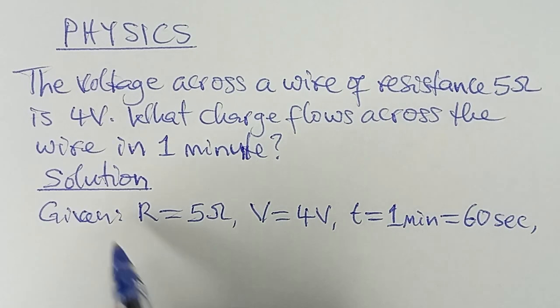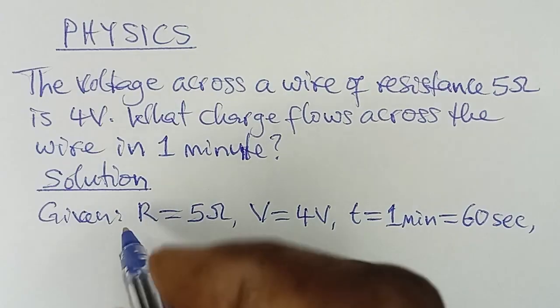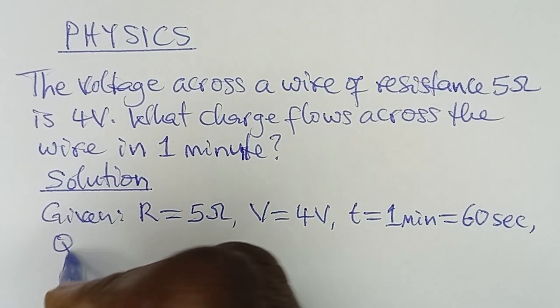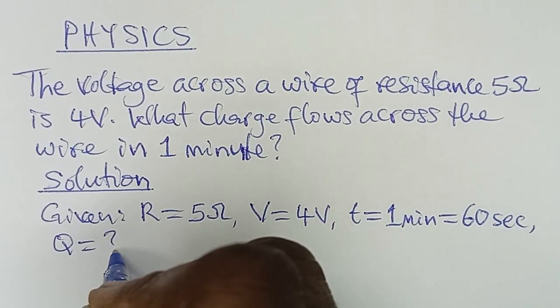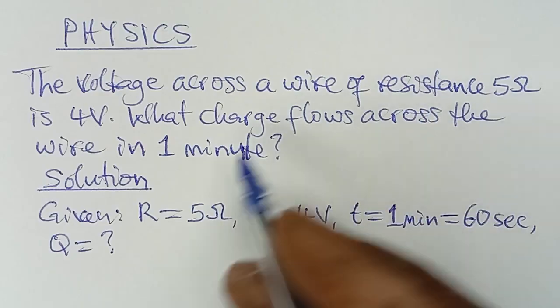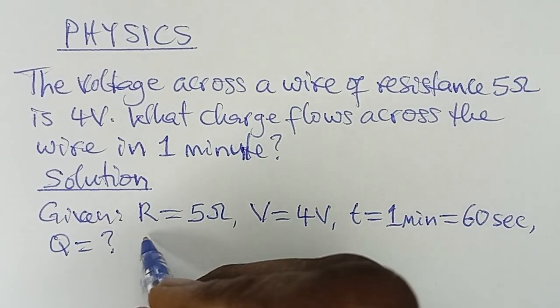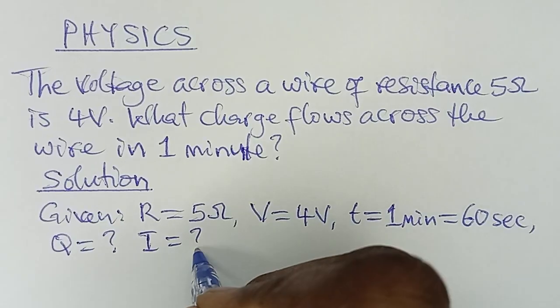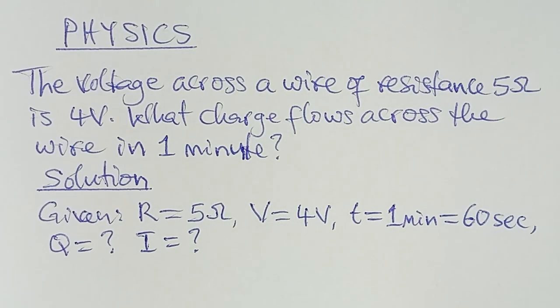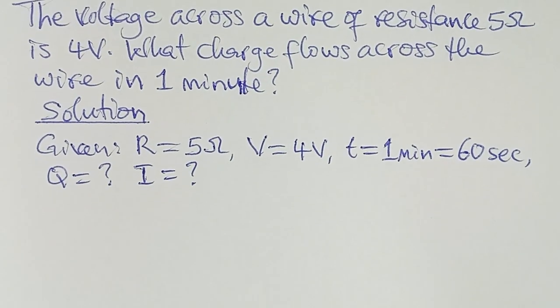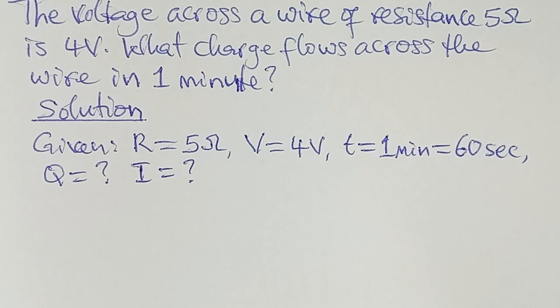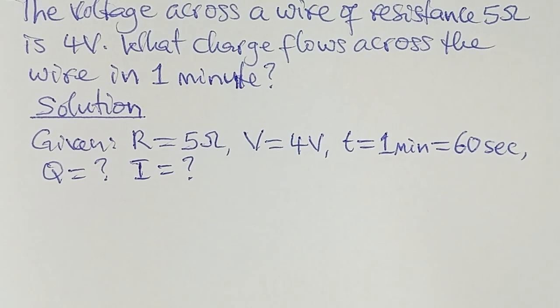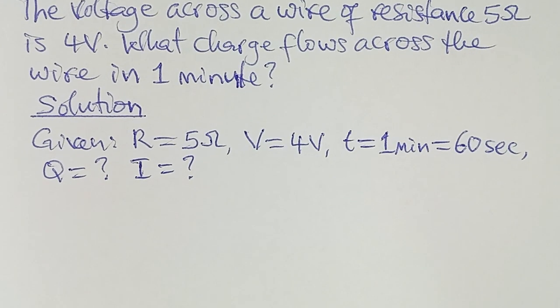And then we are asked to find the charge, which is letter Q. That we don't know, we say question mark. But also, if you check the question, we need current as well, and we do not know the current. So the current is also question mark. So now that we have listed what we know and what we are looking for, we can go ahead and apply formulas to calculate each variable.